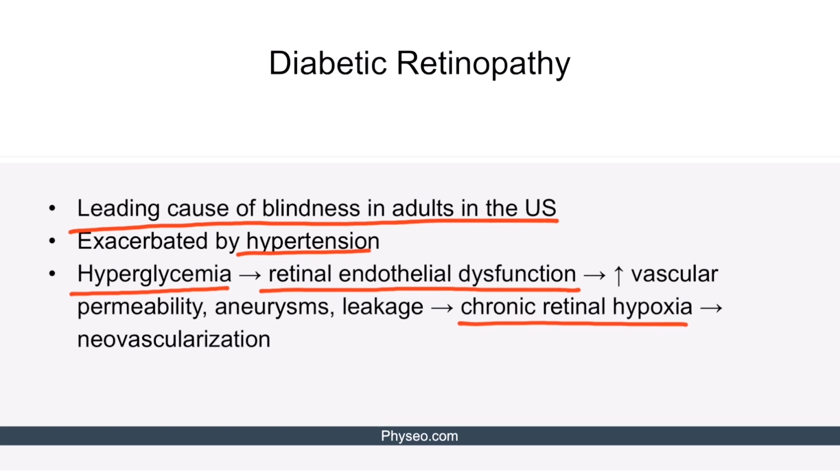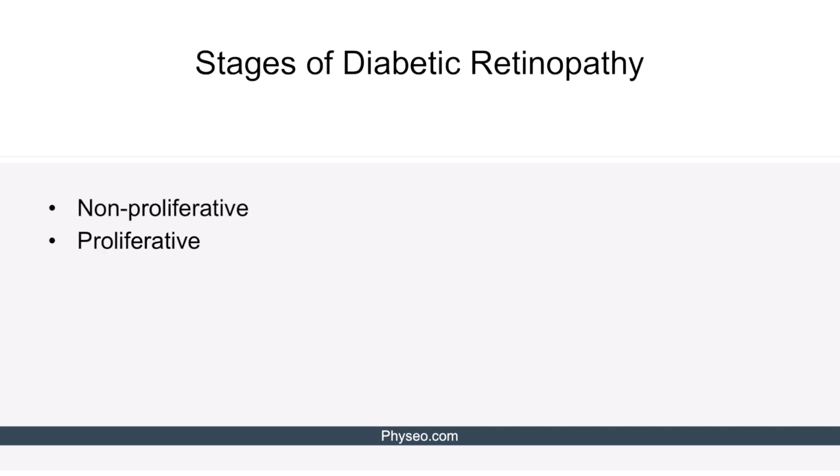In response to hypoxia, several growth factors such as vascular endothelial growth factor are released, causing neovascularization. However, these newly formed vessels are abnormally fragile and prone to rupture. It takes time to finally get to the point where these new fragile vessels are formed, and according to that, we divide diabetic retinopathy into two main stages, non-proliferative and proliferative.